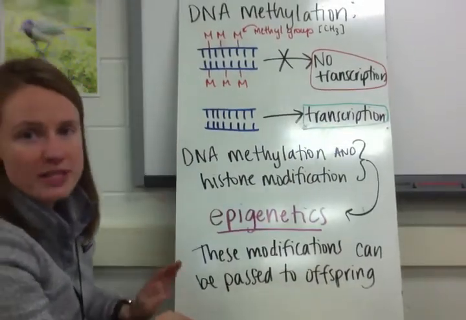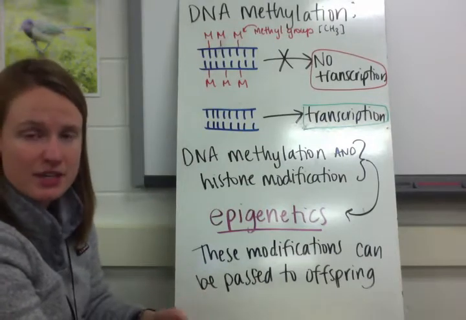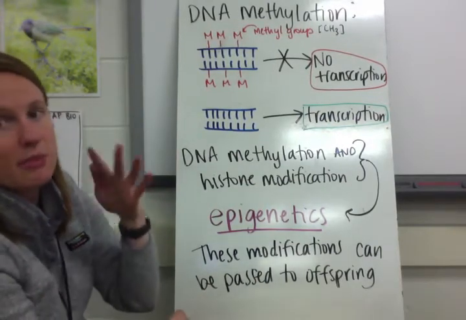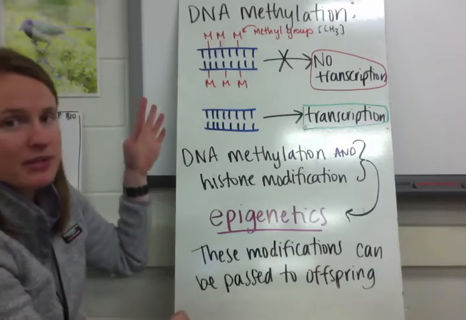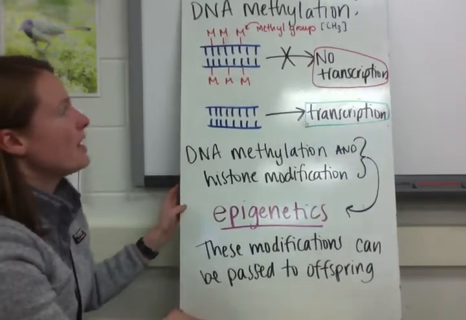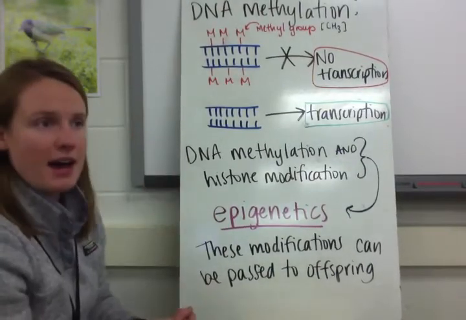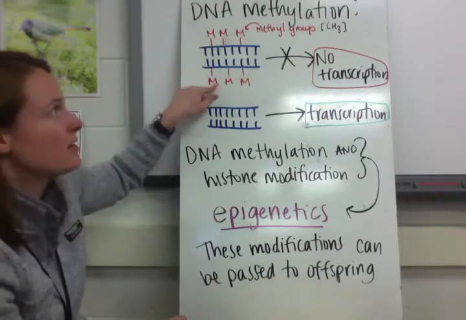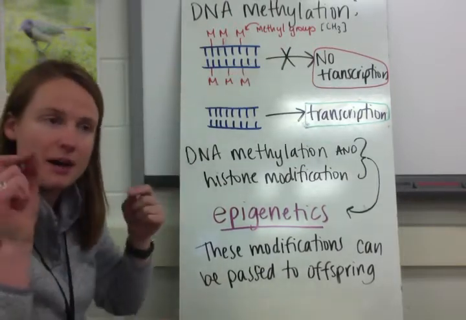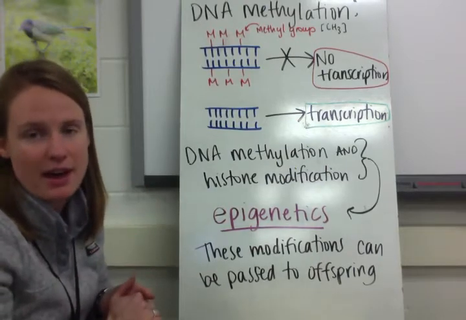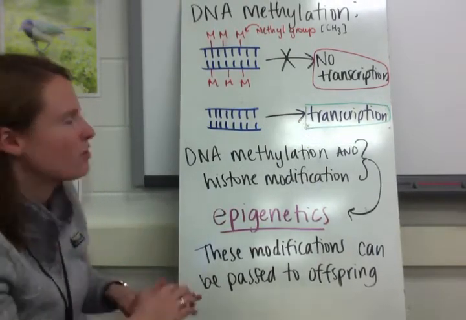Another form of chromatin regulation is DNA methylation. So we just talked about changing the proteins in the chromatin. Now we're talking about the DNA. DNA can have methyl groups added to it, so CH3 additions, those extra atoms of CH3 groups.